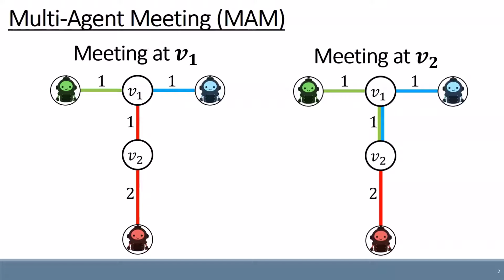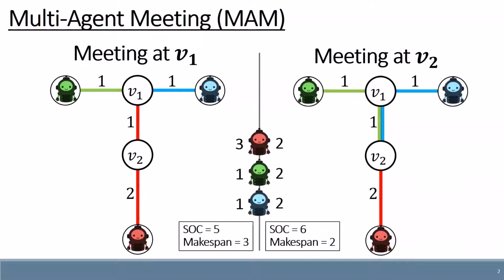V2. In this research, we consider two cost functions to evaluate the quality of a meeting location with respect to the shortest path from each of the start locations to that meeting location. Sum of costs, which is the sum of the cost of the paths to the meeting location, and makespan, which is the cost of the longest path to the meeting location. In this example, we can see that V1 has lower sum of costs, while V2 has lower makespan.